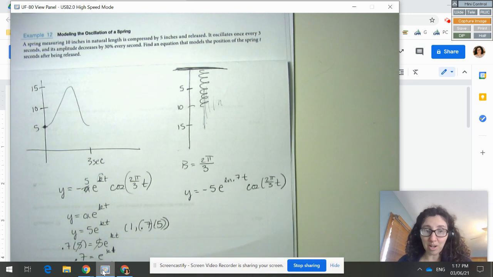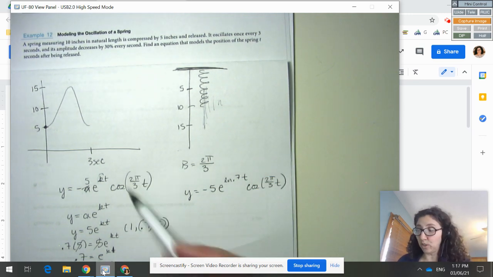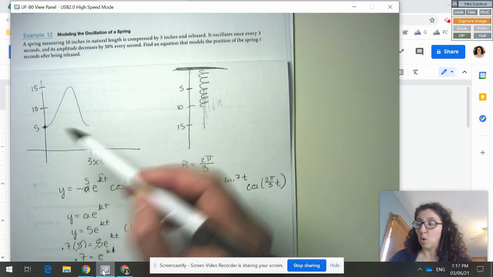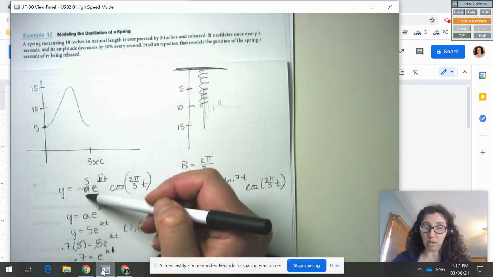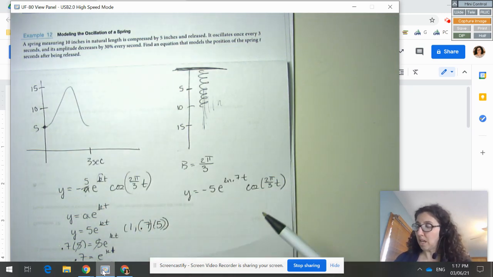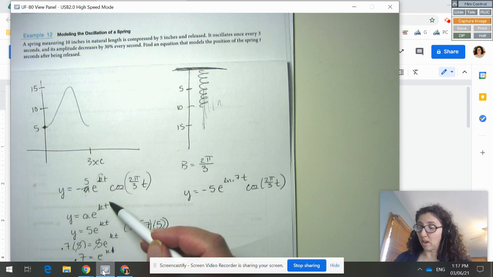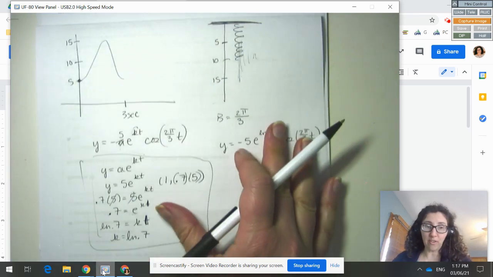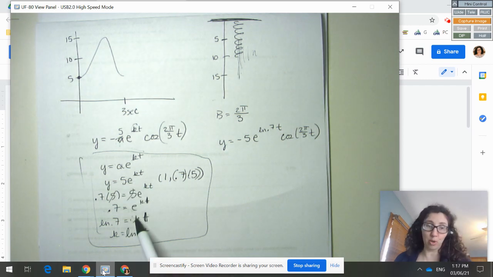Okay, so for damped harmonic motion, a little bit more complicated. We still figured out the B value the normal way. We found the amplitude the normal way. We figured out which equation we wanted to use to model it by doing this quick little sketch. And then we solved, like a little side project, what our K value was for the exponential part of the equation.